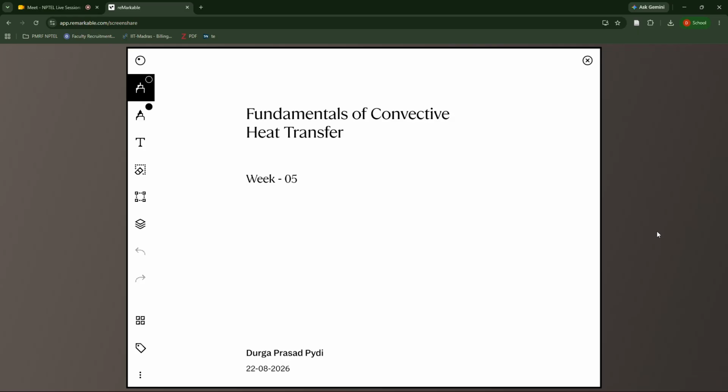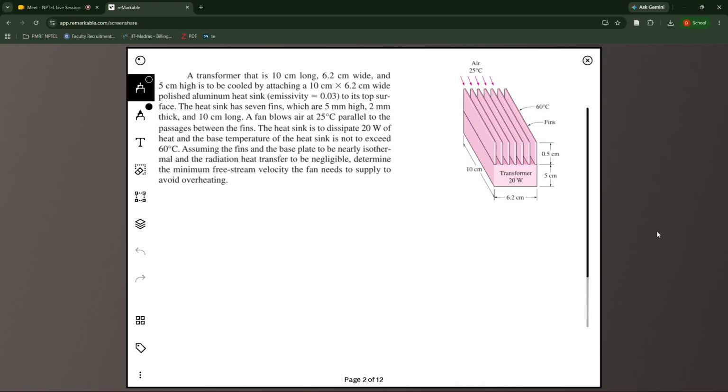Get started with the problem that we ended in the last week that I left you as an exercise. You can go through the problem first. It's a transformer that is 10 centimeter long, 6.2 centimeter wide, and 5 centimeter high, to be cooled by attaching a fin. So this is the transformer that you are trying to cool, and that is cooled by attaching a fin. Fin is an extended surface which has an area like this.